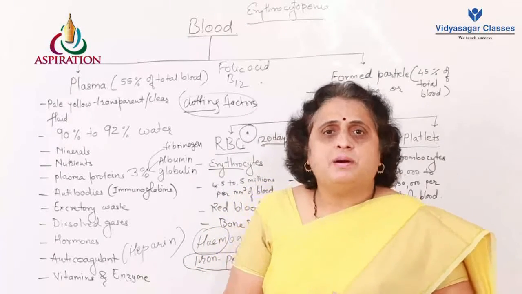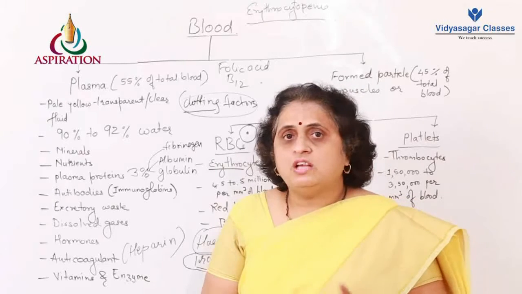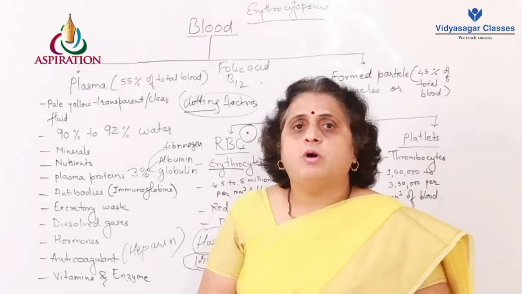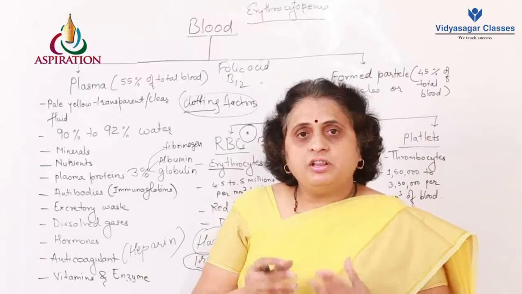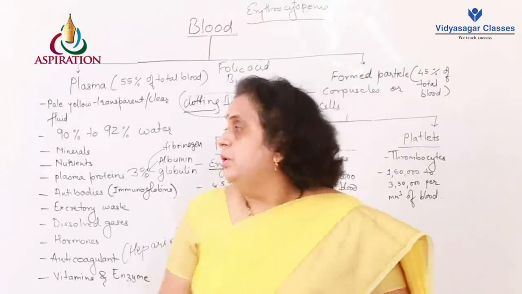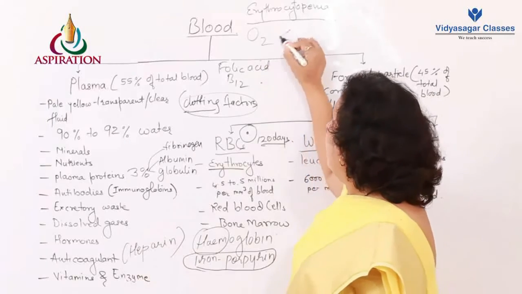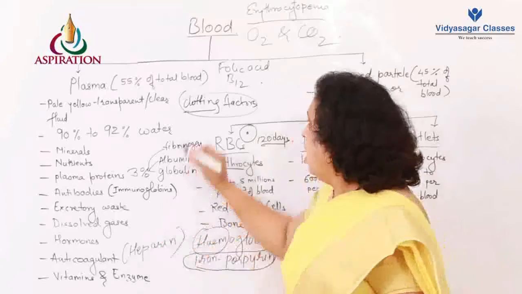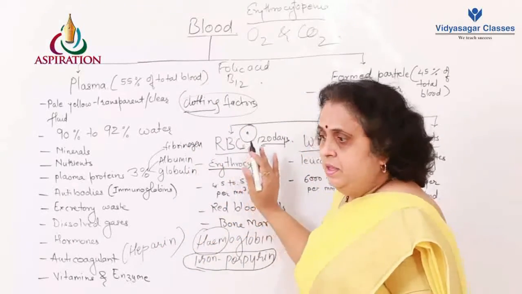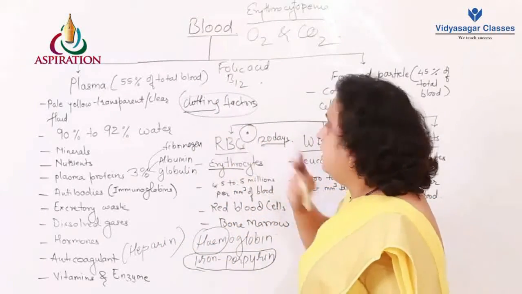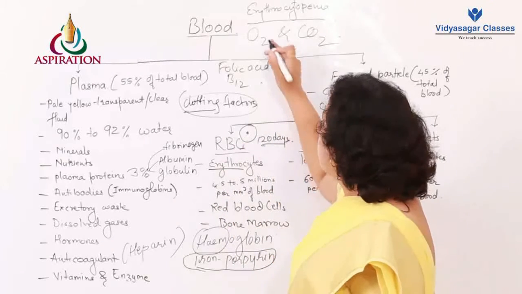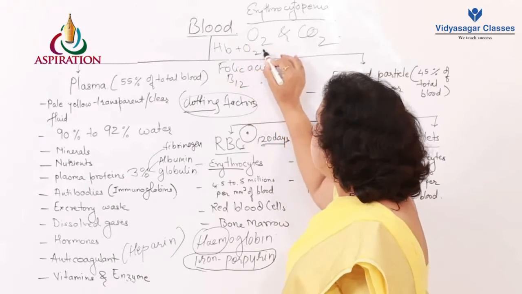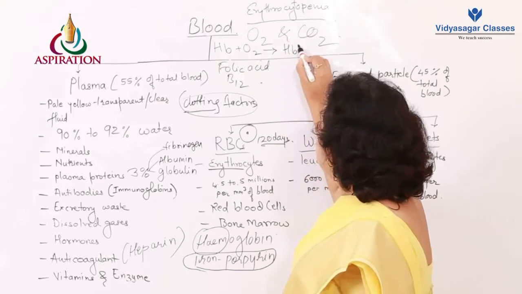We can call them a symptom. They are not the diagnosis altogether. They are symptoms which indicate that there is some problem with the body. Generally, RBCs are required to carry oxygen and carbon dioxide. The hemoglobin that is present in the RBC is going to combine with oxygen to form oxyhemoglobin.